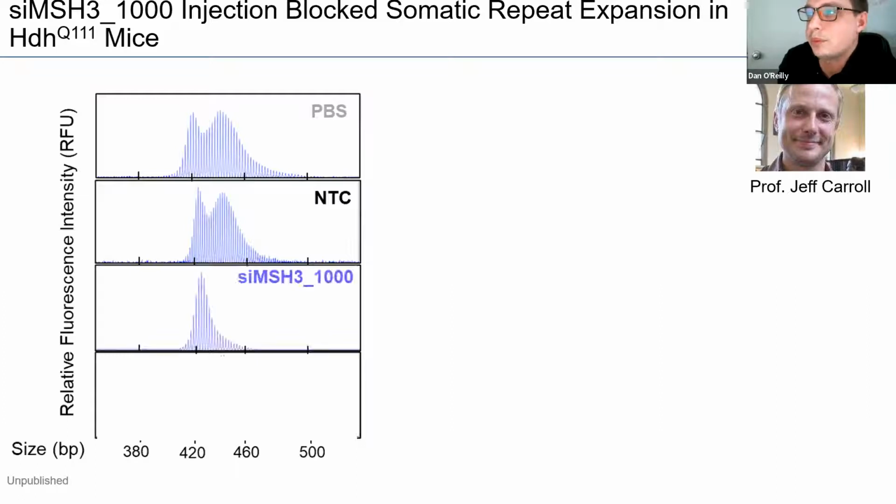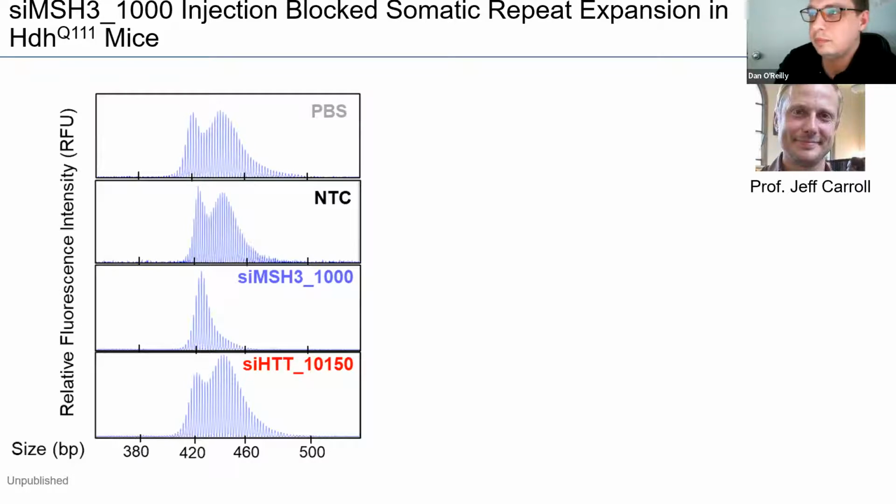But when we treat with our siMSH3, we see that we get complete blocking of the expansion. And even better, when we compare it to the HTT, that other non-targeting control, which we know we shouldn't silence MSH3, we see that essentially that is the same as the non-targeting control. A very good sign that we have blocked expansion.